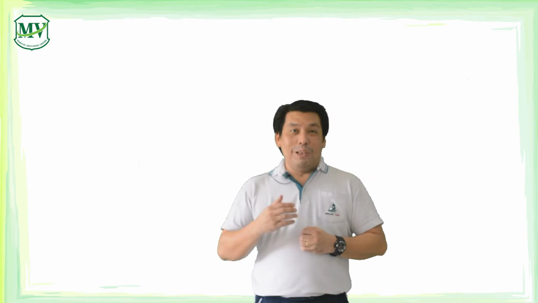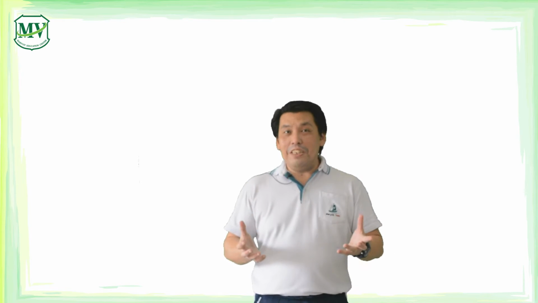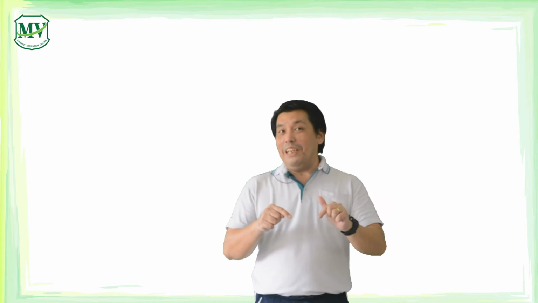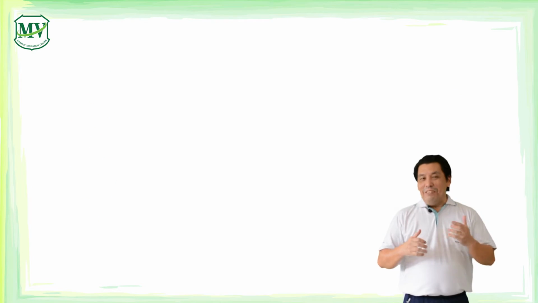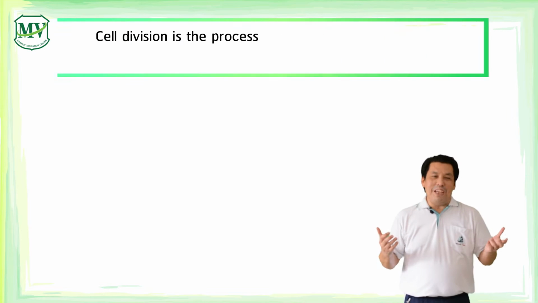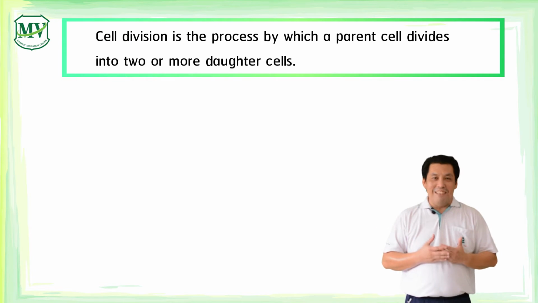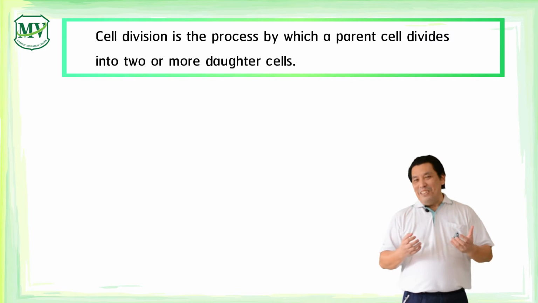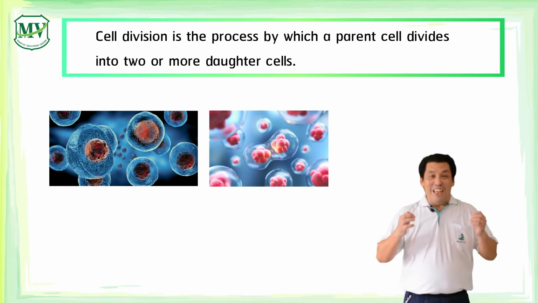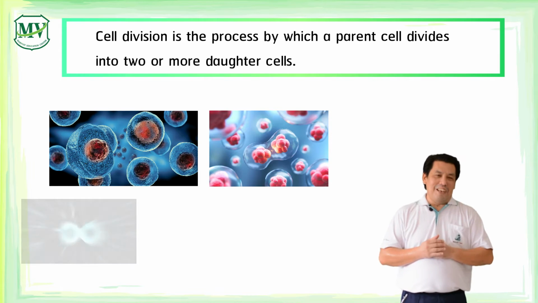Today we're going to be learning about cell division, most specifically on mitosis. Cell division is a process by which a parent cell divides into two or more daughter cells. Cell division usually occurs as part of a larger cell cycle.